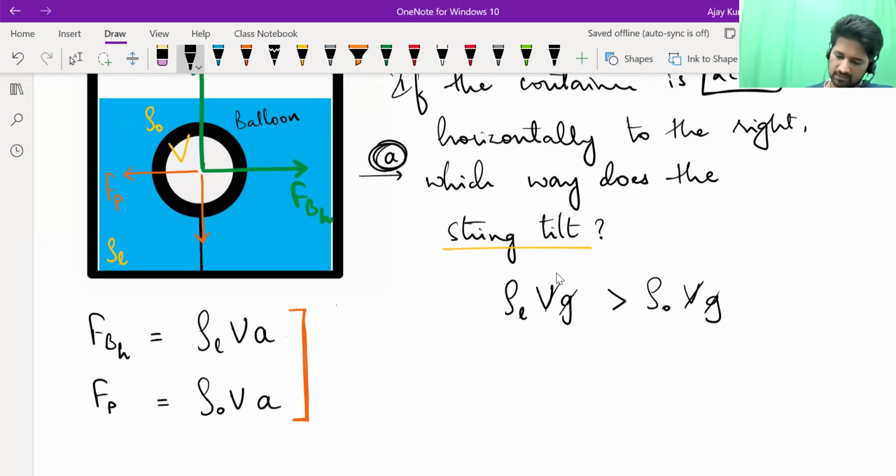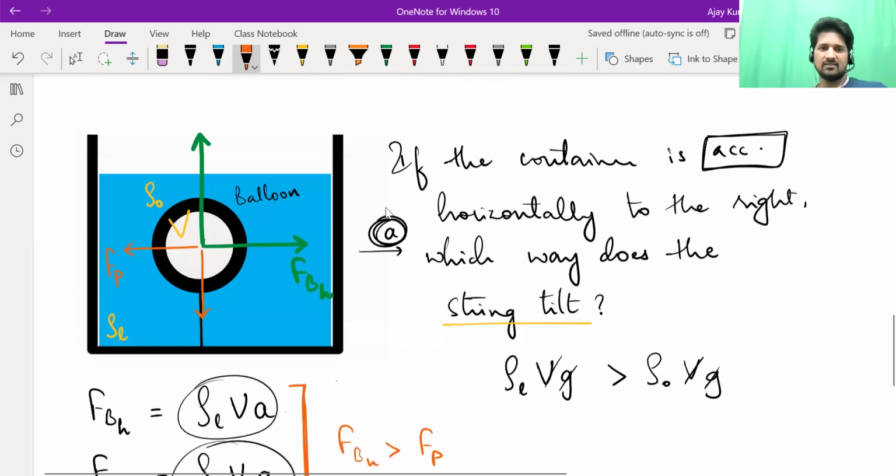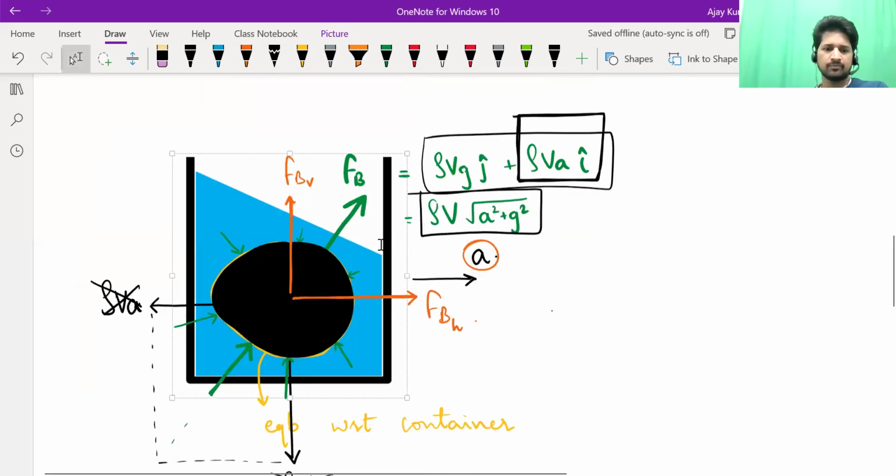And if density of balloon is less than density of liquid, that means horizontal buoyant force is greater than the pseudo force that is acting horizontally. And if buoyant force is greater than pseudo force, which way will the string tilt? It will tilt to the right. It is an interesting case actually.